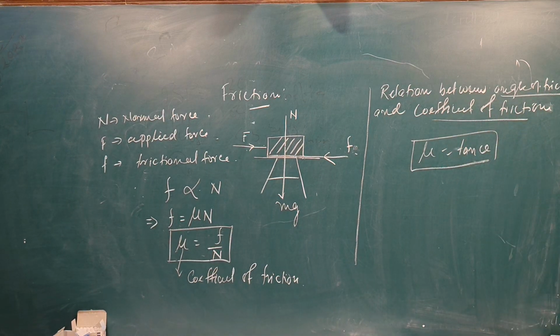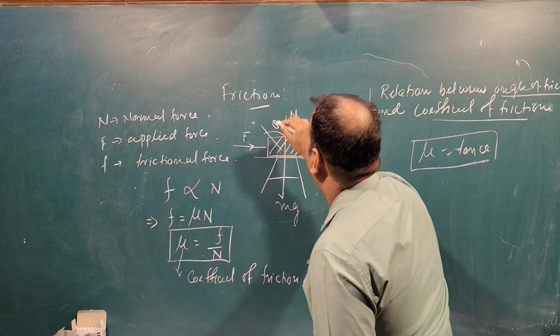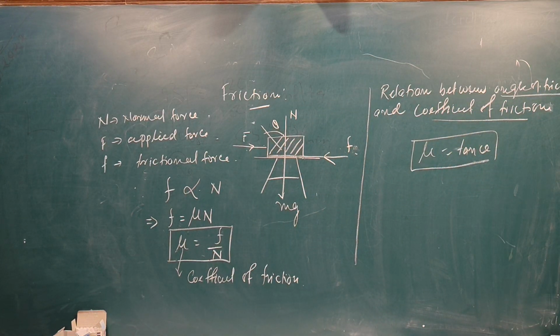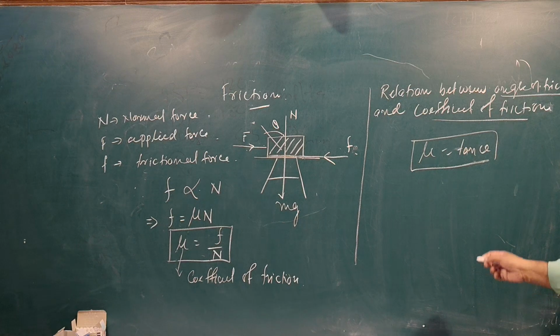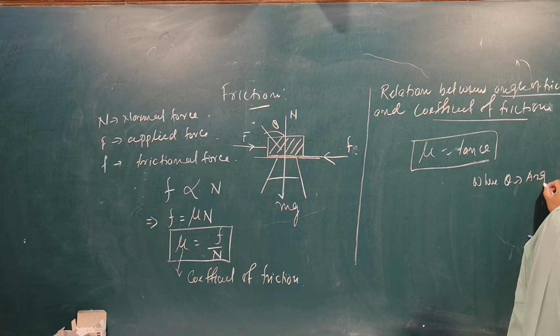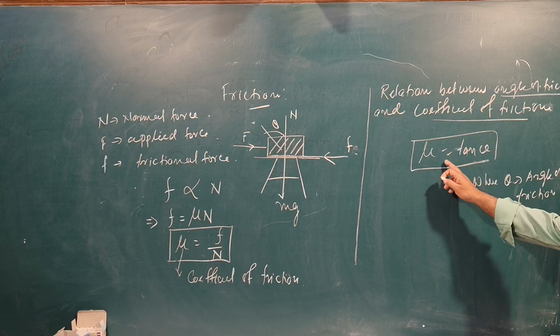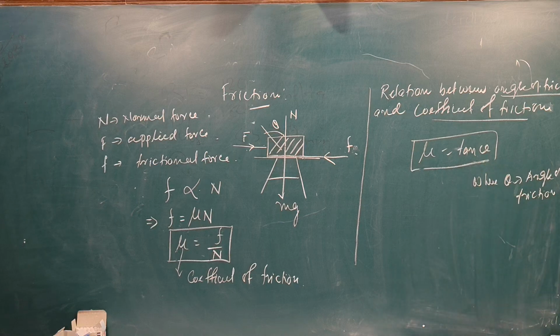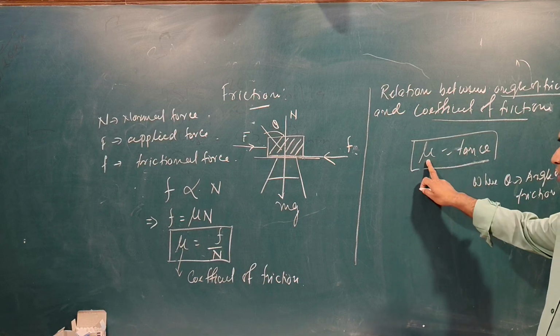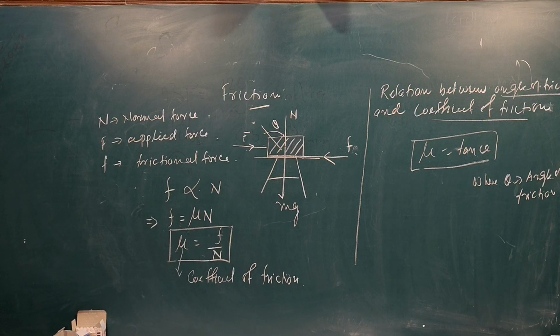So where will you get the tan theta? You remember in this diagram you can see this is the angle. This angle is basically called angle of friction. This theta, where theta is the angle of friction. So mu is equal to tan theta. Mu is the coefficient of friction, and theta is the angle of friction. So sometimes some question may be given related to friction. That means mu, the coefficient of friction, would be given, and you have to calculate the value of the angle of friction.